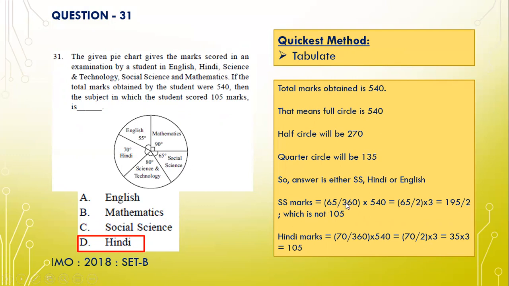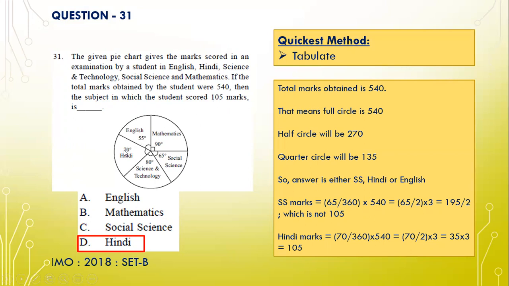65 upon 360, isn't it? The proportion is 65 degrees upon the complete circle, which is 360 degrees, into 540. So 18 to the 36, 18 3 is a 54. So it will be 65 upon 2 into 3, which is 195 upon 2, which is not 105.